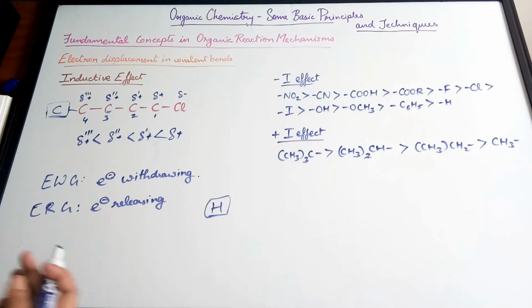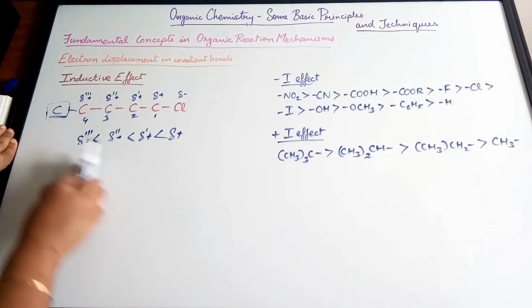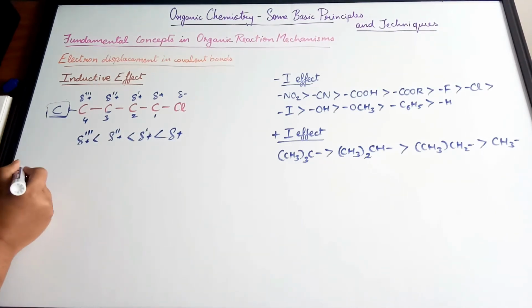Electron withdrawing groups examples include nitro group, COOH, CN, COOR, OAr. And electron releasing would include our alkyl groups. So it can be a primary, secondary, or tertiary alkyl. Now there are two effects that we need to learn about when we talk about inductive effect. One is the minus I effect. The second is the plus I effect. So minus I and plus I.